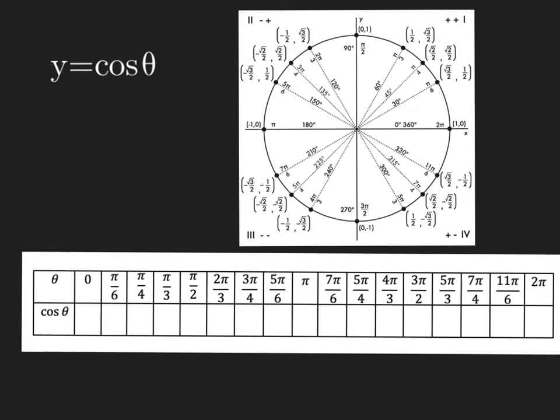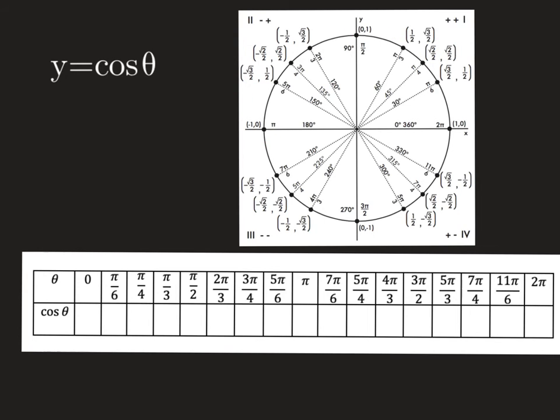Okay, so let's look at the cosine graph because it follows some of the same patterns, but it looks a little different. So let's see what it looks like. We're going to start by filling out the table of values, and the table of values again come from the x values, in this case, since this is our parent function and cosine represents the x values. We're going to fill out what the x values look like.